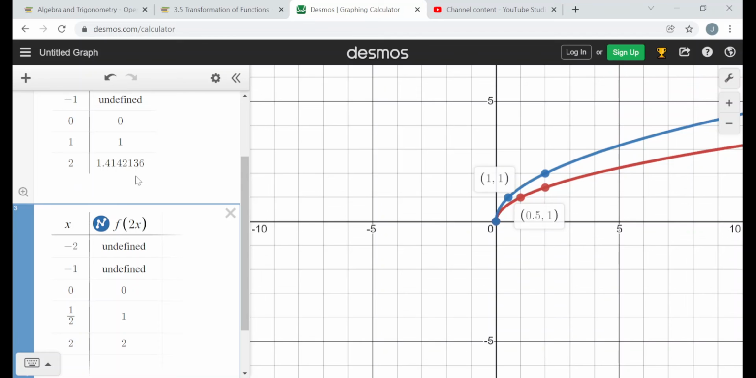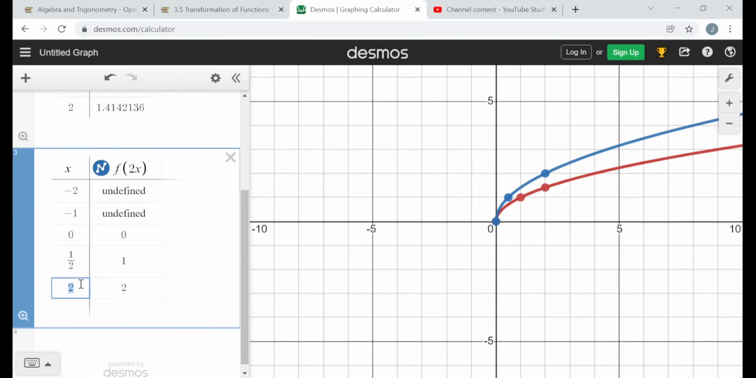All right, this has 2, square root of 2. This should have 1, square root of 2. So there's 2, square root of 2, and then 1, square root of 2. On the red graph, it's 2 units away from the y-axis. On the blue graph, it's only 1 unit away. It's half the distance. All the horizontal distances, all the distances from the y-axis got cut in half when I replaced x with 2x.